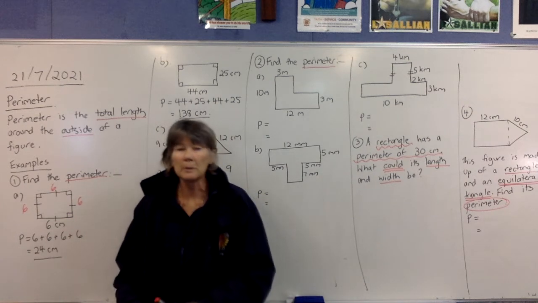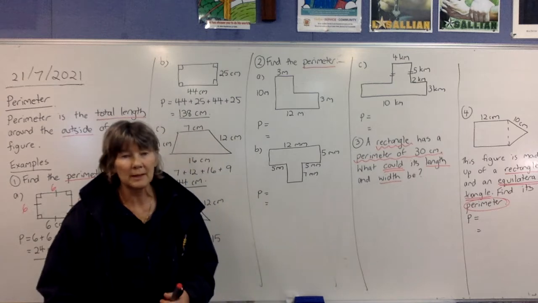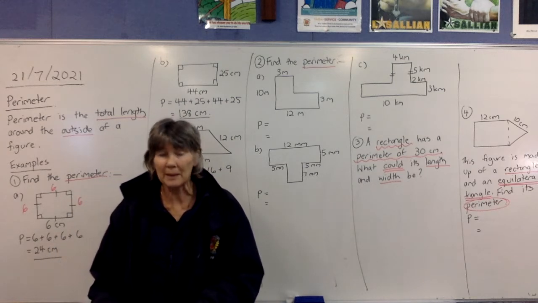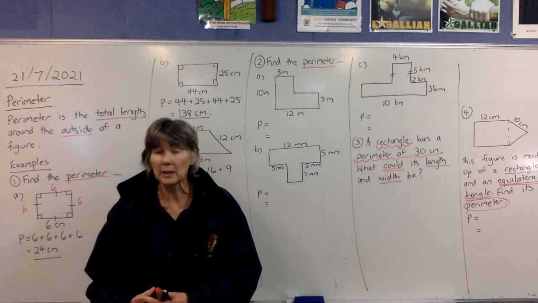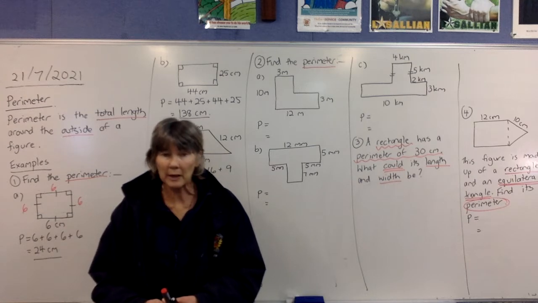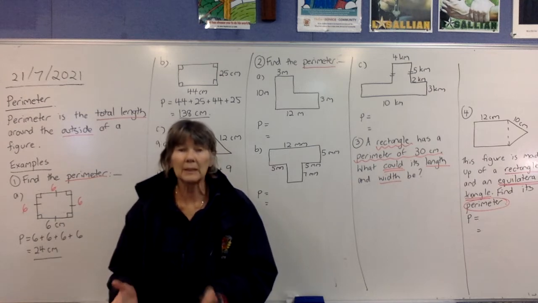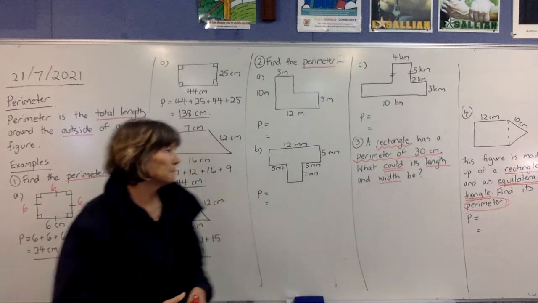I know some of you might be used to doing this by multiplying 6 by 4 and it still gives you the same answer, but if you start doing that, you're going to get yourself very mixed up when we do area. So I'd rather you just completely add all the sides for perimeter.